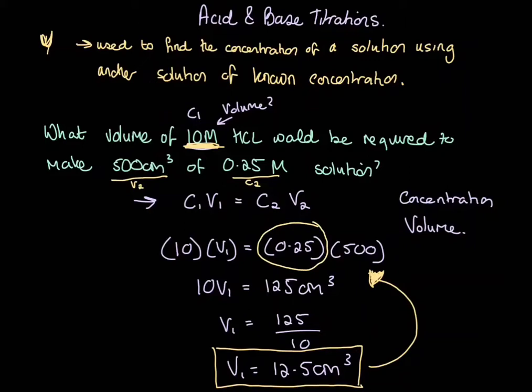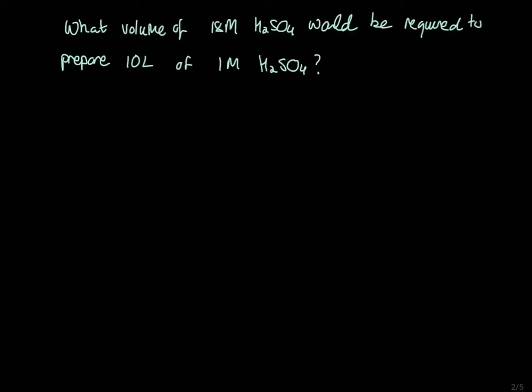Okay, I'm going to write up another one, and then you can give this one a go yourselves. Okay, there's your question. What volume of 18 molar H2SO4 would be required to prepare 10 litres of 1 molar H2SO4? Now when I do it, I'm going to just change that 10 litres into centimetres cubed, which is 10,000 centimetres cubed. Okay, remember 1 litre is 1,000 centimetres cubed. Okay, so you can pause and you can work away.